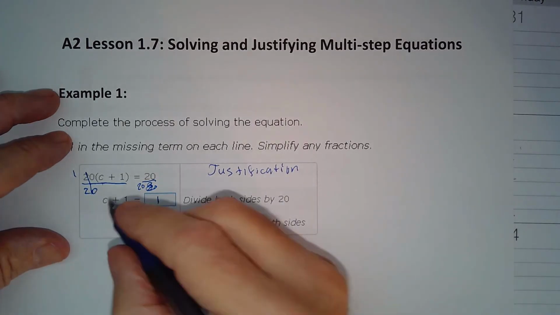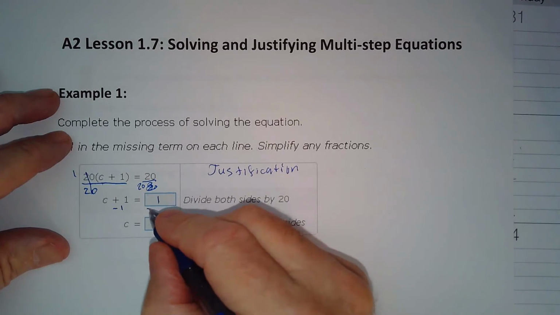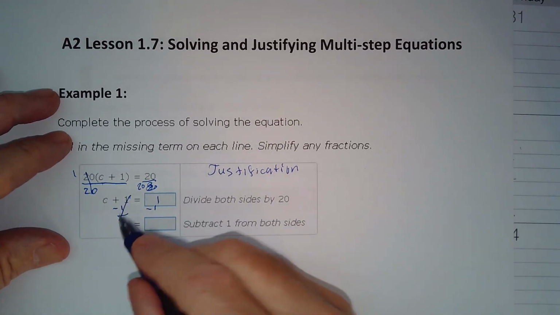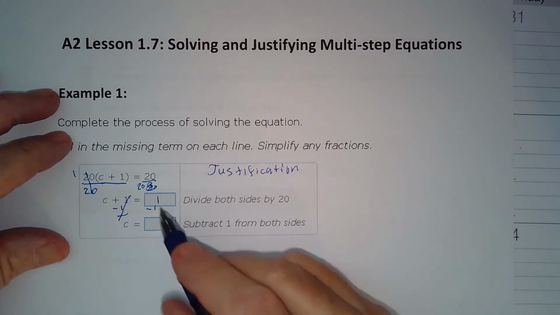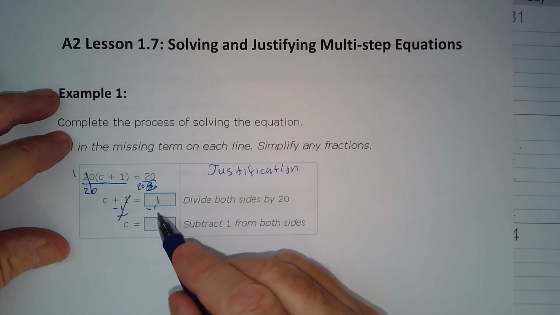Then I'm going to subtract 1 from both sides. When I do that, of course, it's eliminated over here. But what happens if I subtract 1 from 1? What is 1 minus 1?